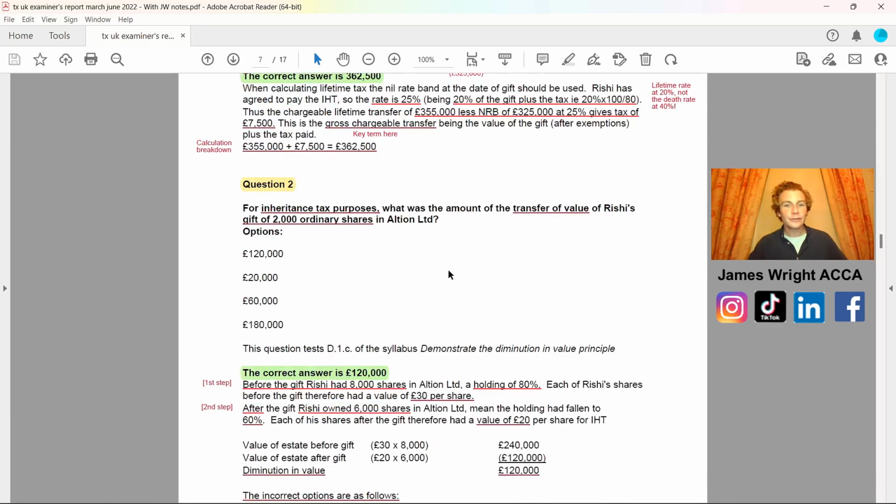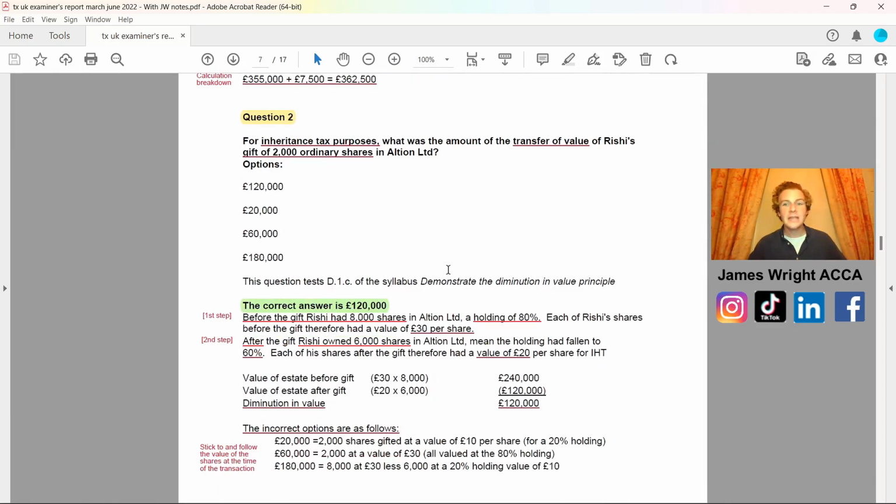So let's head down to question number 2 now. And again, we've got links into, just like they said at the start of Section B, it's going to test you, in this case inheritance tax, but going into a lot more detail and assessing different areas of that tax.